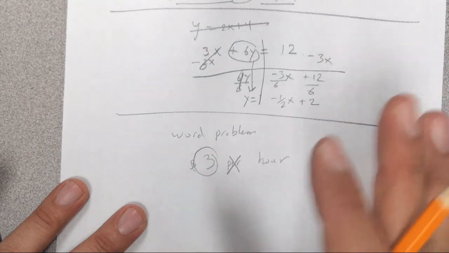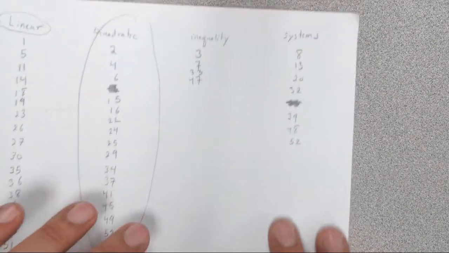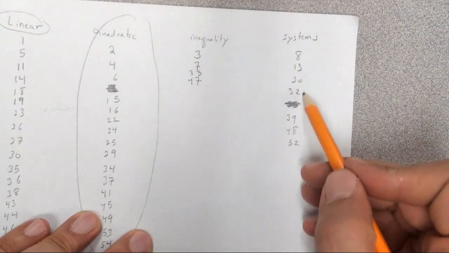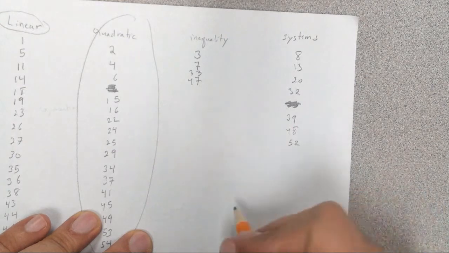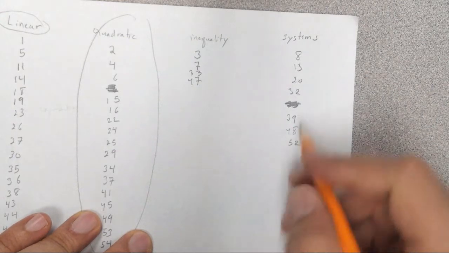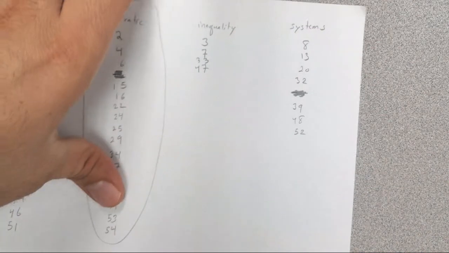Now, this is all for the practice part, the explanation part. Now I'd like you to go ahead and start working. For systems, you're going to be working on number 8, 13, 20, 32, 39, 48, and 52. In the description section, there's the test from last year. Just click on that and just do these problems. Once you're done, come back to this video and then be able to see the answers as I work them out for you. Alright guys?